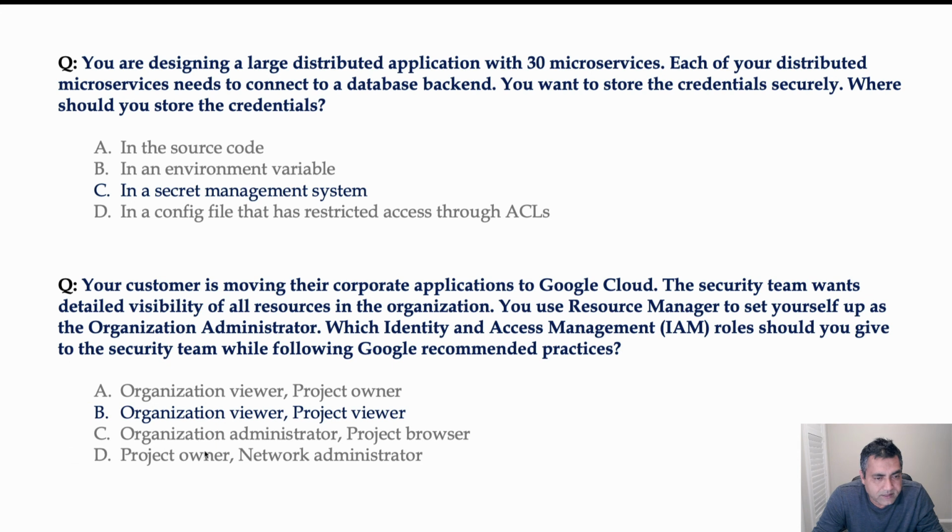C, organization administrator, project browser, is not correct because organization administrator is again too broad. The security team does not need that. D, project owner, network administrator. Again, network administrator is too broad and this is not required for the security team.